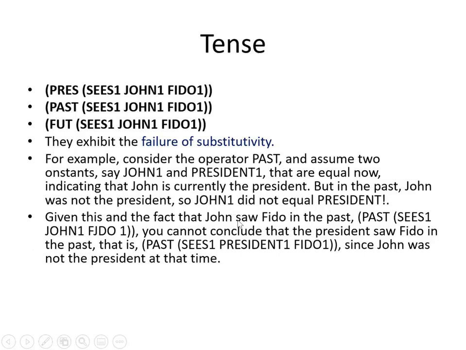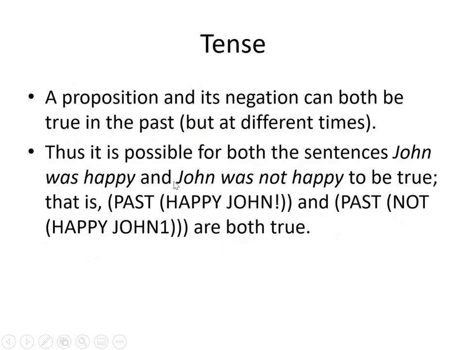Given this, the fact that John saw Fido in the past, that is PAST sees1 John1 Fido1, you can't conclude that the President saw Fido in the past. That is, PAST sees1 President1 Fido1 is not true, since John was not the president at that time. So here you can see the concept of failure of substitutivity.